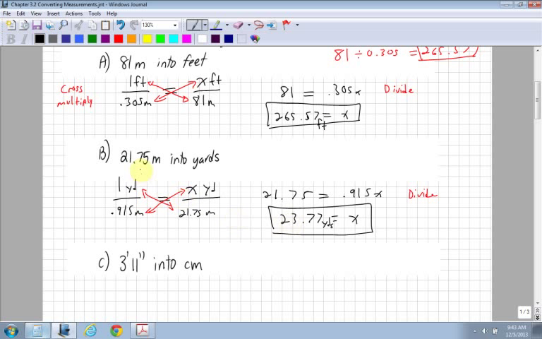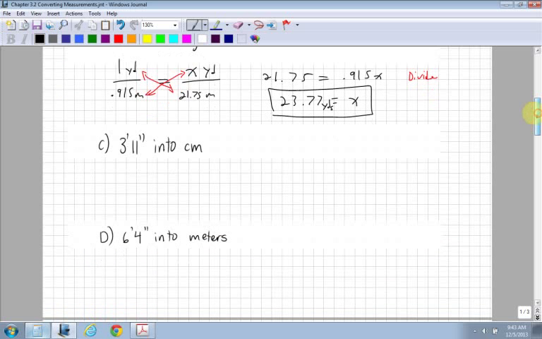Does that make sense? Well, it's pretty close to 21.75 meters. It's actually a little bigger, which it should be, because a yard is a little smaller than a meter. A yard is exactly 3 feet. A meter is more than 3 feet. So it's going to take more yards to get to the same amount of meters. It's going to take more yards to get to 21.75 meters because a yard is a little bit smaller. Good. Okay, let's keep going.